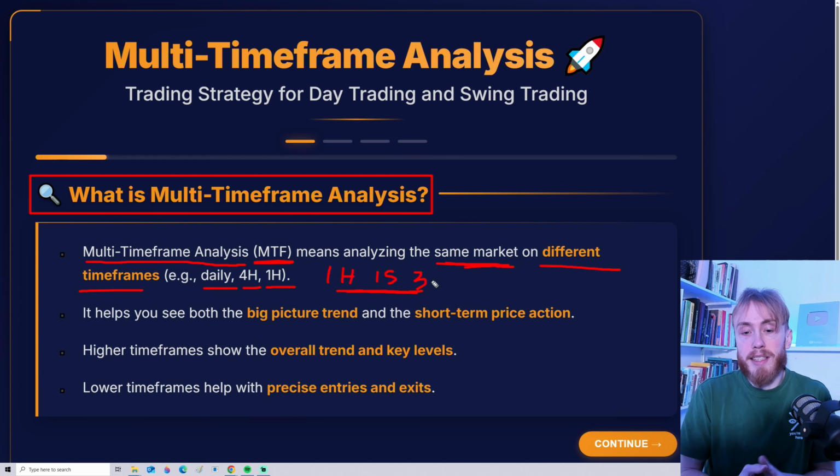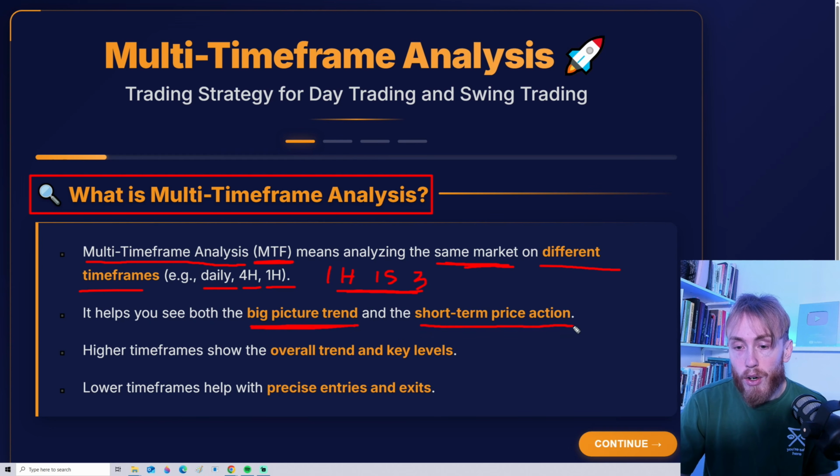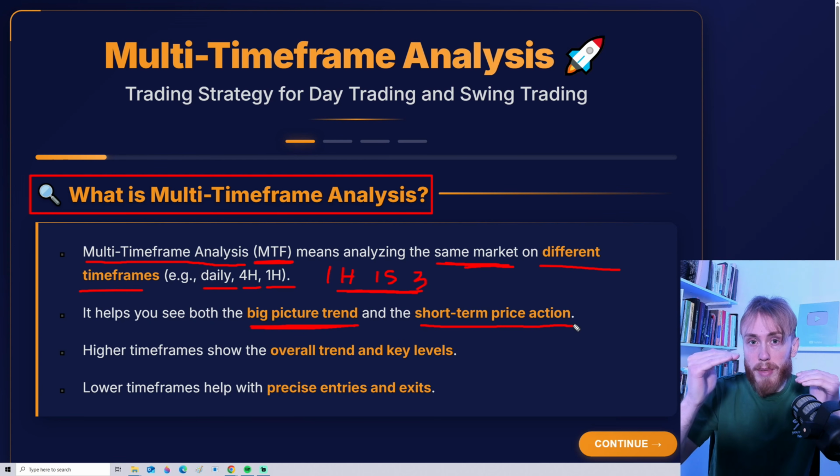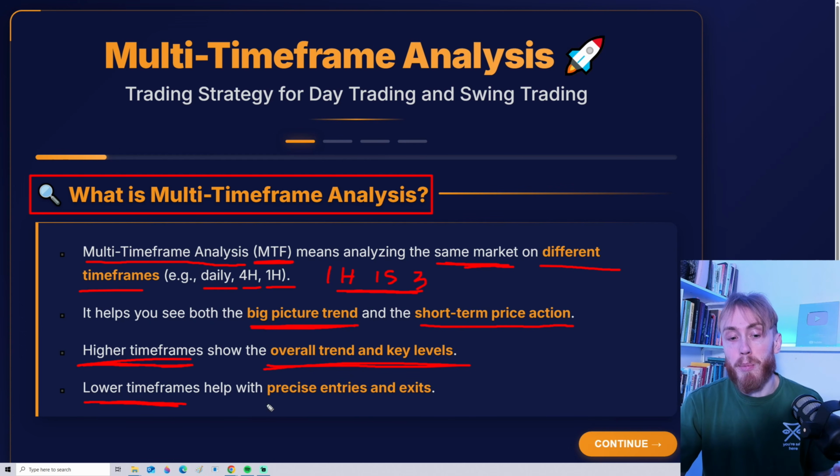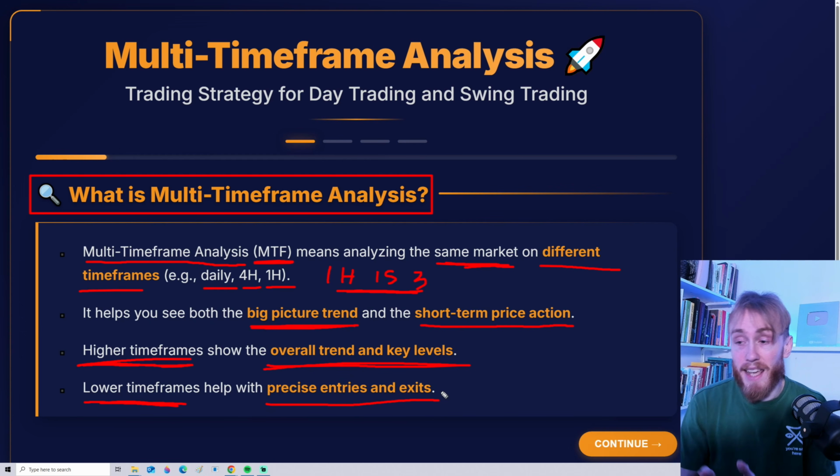But multi-time frame analysis is basically that you look at multiple time frames at the same time, and it will help you see both the big picture trend and also the more short-term price movement. So you are both zooming in and zooming out. So the higher time frames, like for example the daily, show the overall trend and key support and resistance levels and key market structure, while the lower time frames can help you with precise entries and exits. So where should you buy and where should you sell?